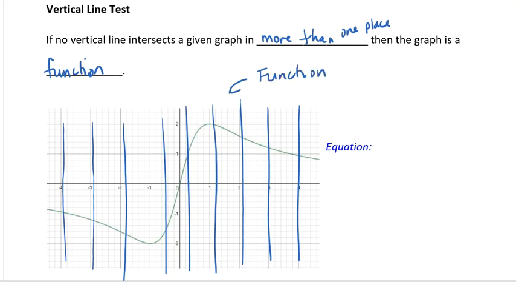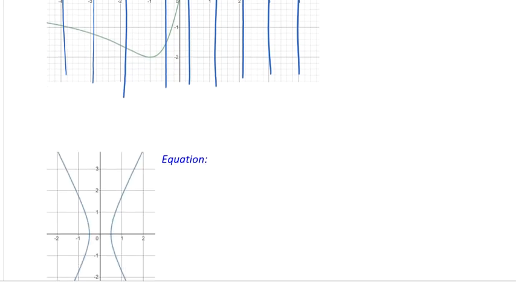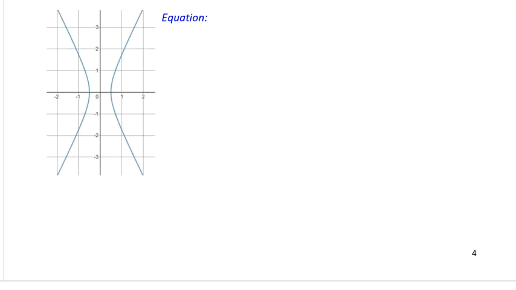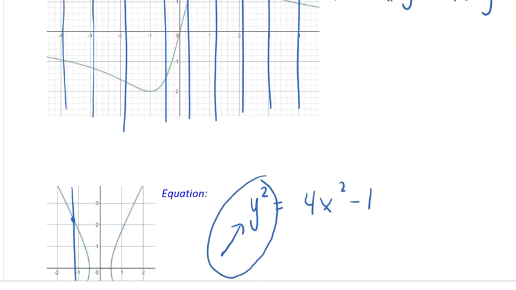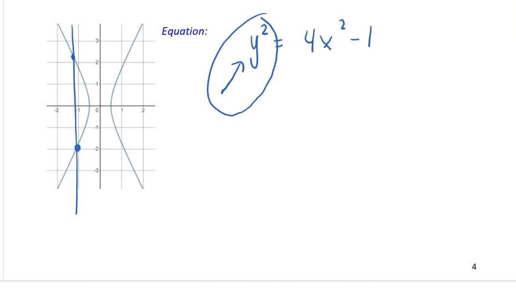The vertical line test is great for determining from a graph if something's a function. This one's equation would have been x squared y equals 4x minus y. It's a lot harder from that equation to tell if it's a function. This one, you can tell right away that it's not going to pass the vertical line test. Its equation looks like y squared equals 4x squared minus 1. This y squared here, notice the last one didn't have any y squareds in it. This y squared is what's creating it not to be a function.